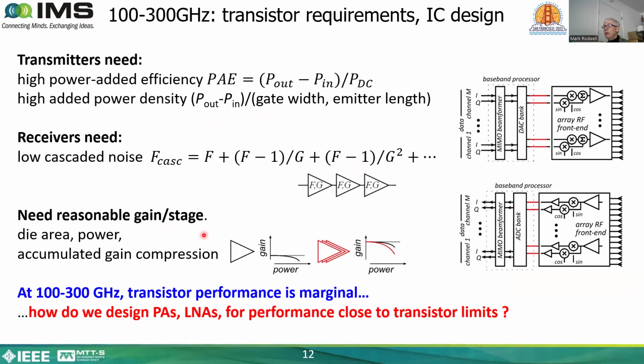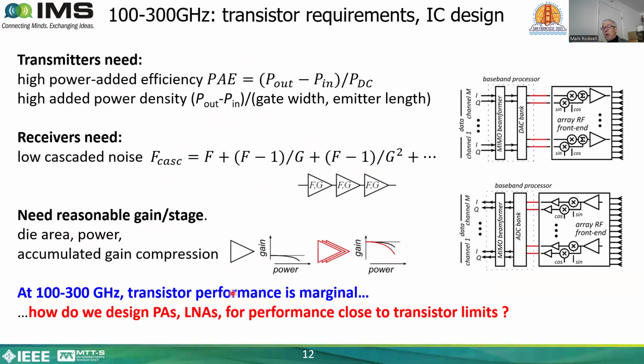Also, working at high frequencies near the transistor cutoff frequencies, the gain per stage is necessarily low, so we need to use many stages to get the necessary gain. That certainly burns up a lot of die area and DC power, but also gives us accumulated gain compression, and this is a design challenge. So what can we do about that?